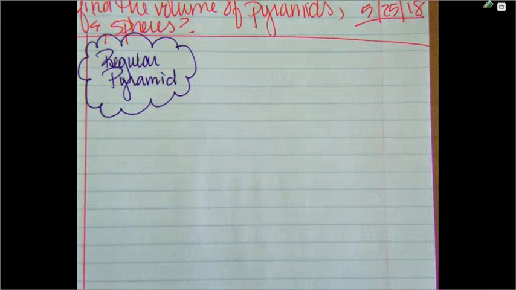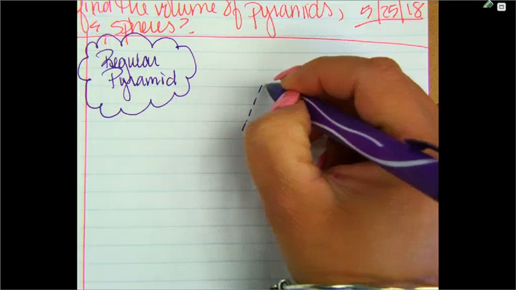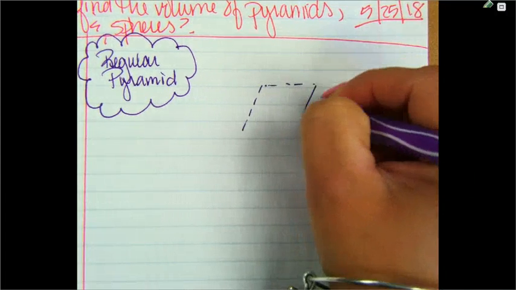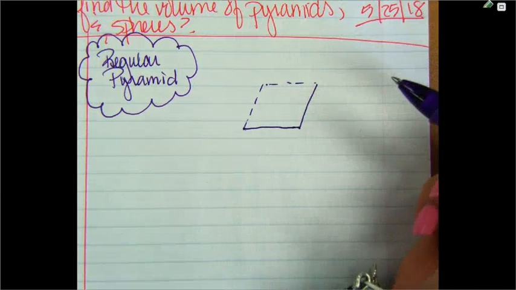All right, a regular pyramid. A regular pyramid is the one with the square base. So, we're going to draw it. Our square's going to be slanted because that's how you're going to draw it three-dimensional. Not that the square's slanted, but when you draw it, it's slanted. Okay?